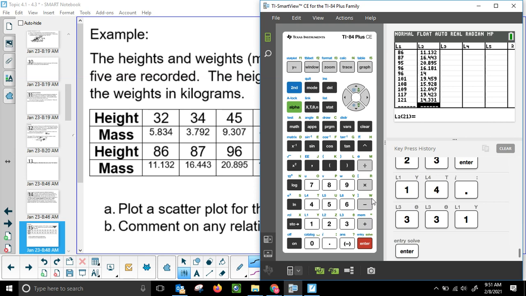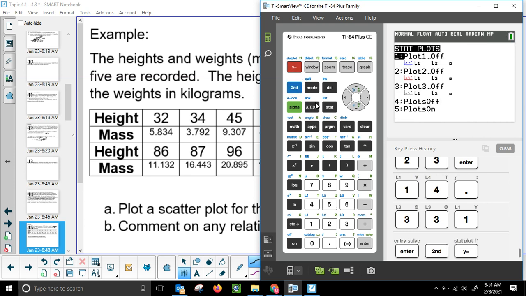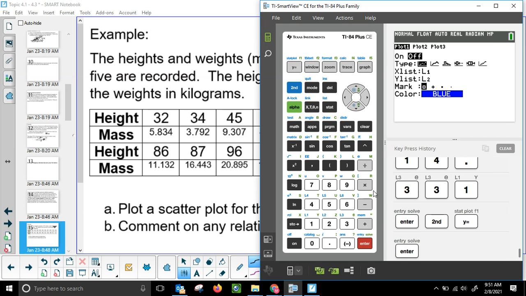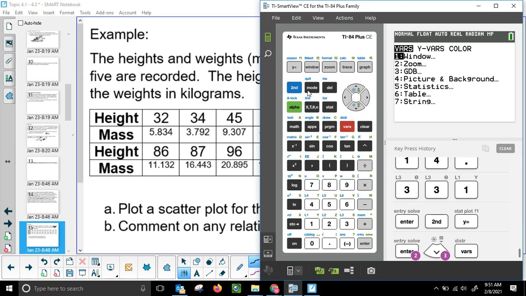All right, so now all of our data is in. All right, we're going to have to do a couple of things here, just like we did last week. We're going to go to stat plots here. We're going to turn the first one on, and the default is a scatter plot. All right, and this is just saying, okay, my L1s are my X's, my L2s are my Y's, and then you can put whatever you want to represent those data points.